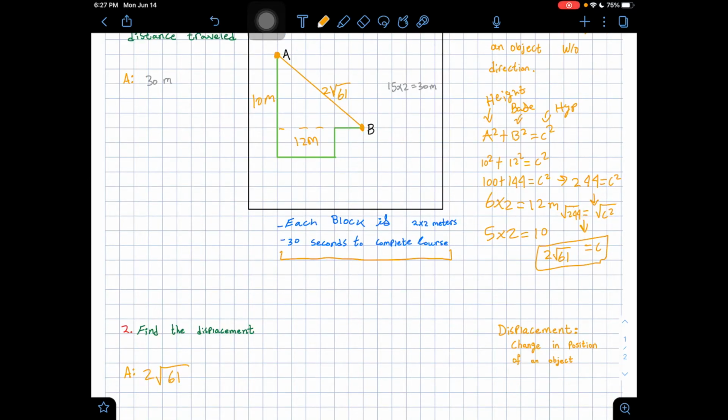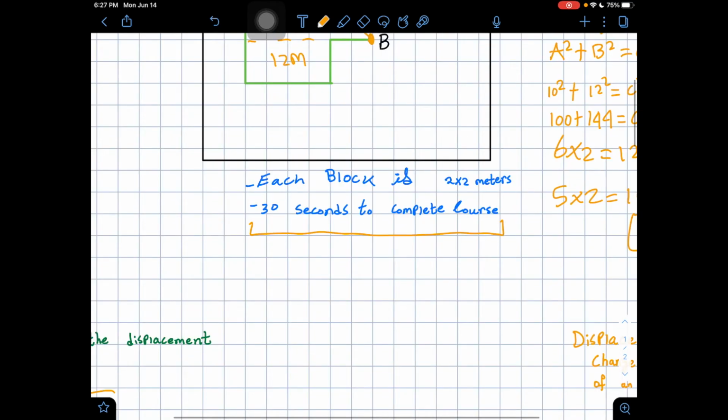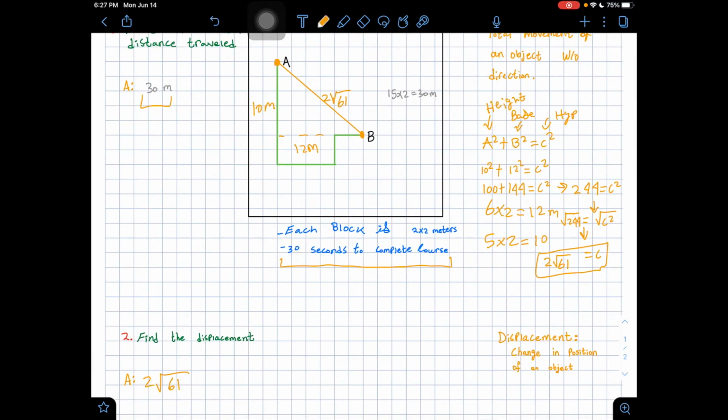It is given that it takes 30 seconds to complete the course. We already calculated the distance in number 1 to be 30, so we do 30 over 30, and we find the average speed. And we also always have to look at our units. Here we're given meters, and we're given seconds here. We know it's distance over time, so our distance is in meters, over our time, which is in seconds. So our unit is going to be meters per second, also known as m over s.